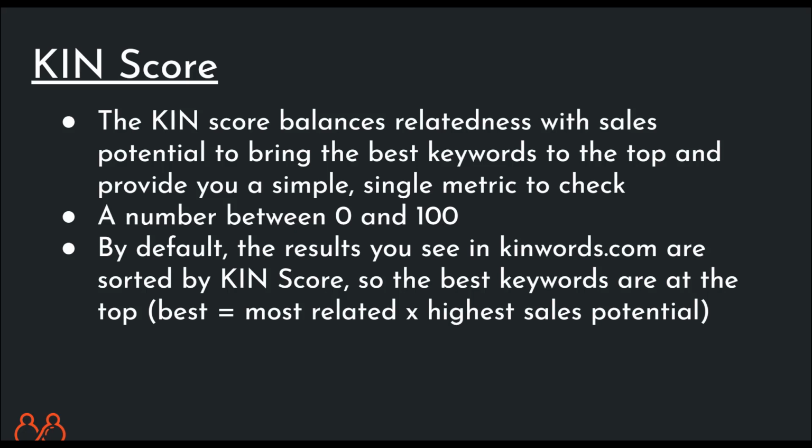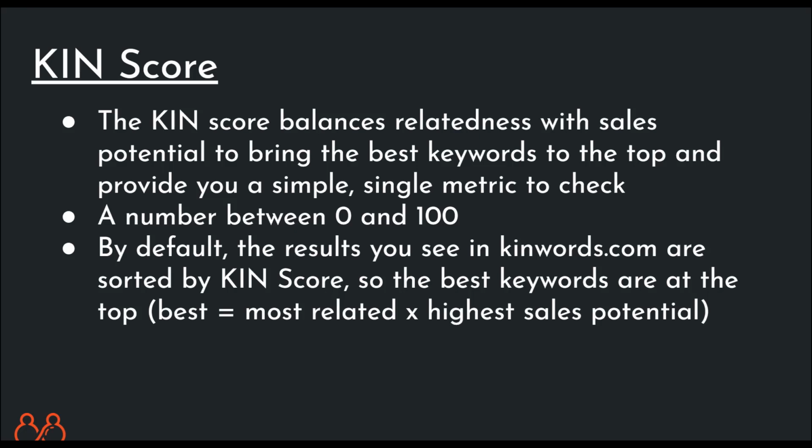So the kin score balances relatedness with sales potential to bring the best keywords to the top and provide you a simple single metric to check. So I actually recommend that you can completely ignore the other two columns if you want to do your keyword research quite fast and without a lot of effort. Simply focus on the kin score column. This is the most important one, and this is where you will make most of your decisions.